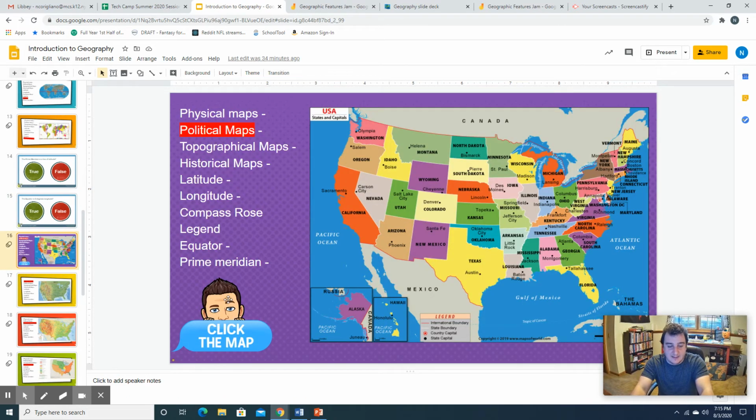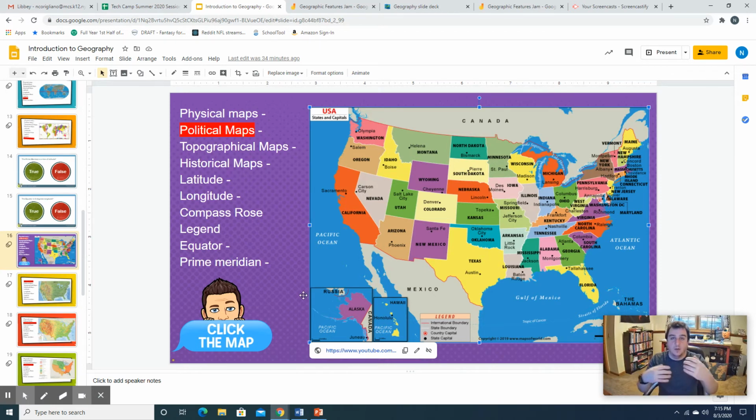So I added this Bitmoji here to get them to click on the map so that they can watch this video. It's a John Green video. It's not Crash Course, but I've always liked Crash Course. It is a video talking about how maps can show information other than where states are, like elevation, geographic features, stuff like that. So I'm going to want them to watch that just to see all of the things that maps can tell them.